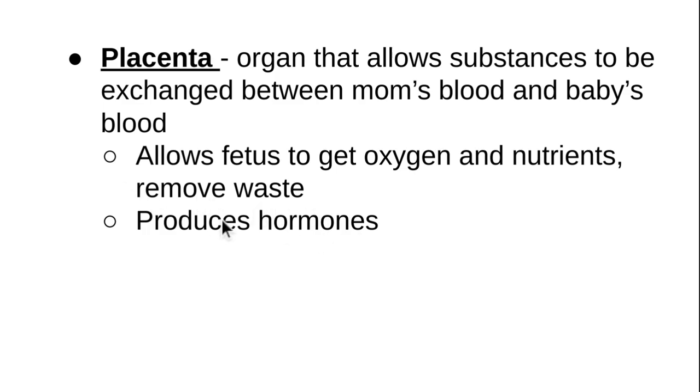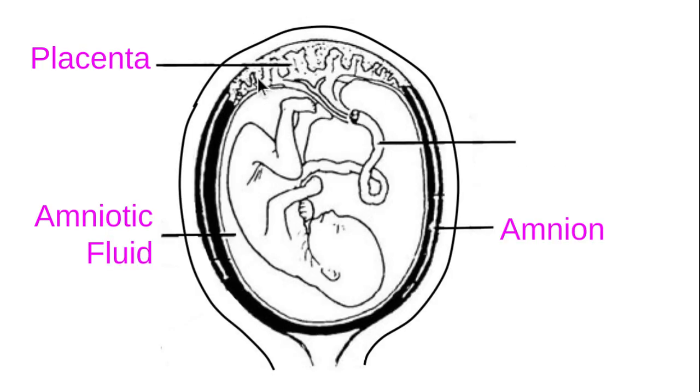And then the placenta also makes hormones. So remember progesterone to keep our lining thick, or HCG. So the placenta helps make hormones that help maintain that pregnancy. So we're going to label the placenta here. Notice this is attached to the uterus here. So it's attached to the lining of the uterus.